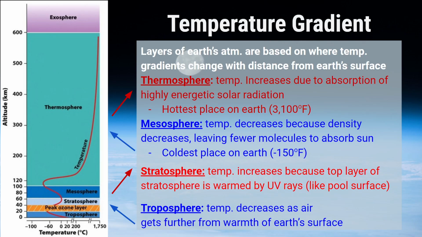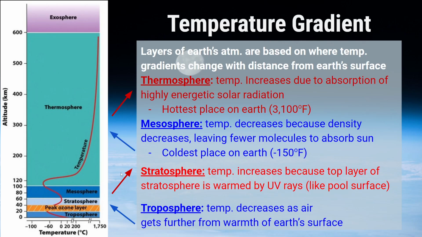If we look at our graph over here, we can see that after this peak ozone layer, which blocks a lot of those high energy UV rays, the stratosphere is going to start to warm back up quite a bit as we get towards this top layer, which is being warmed just like a pool in the summer. It gets warmed by the sun's rays. Since these UV rays that are striking the top of it are warming it up, we have a red arrow going back up to remind us in the stratosphere we are getting warmer as we move up.